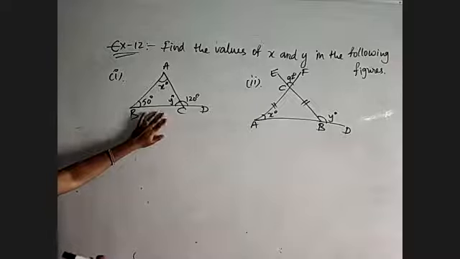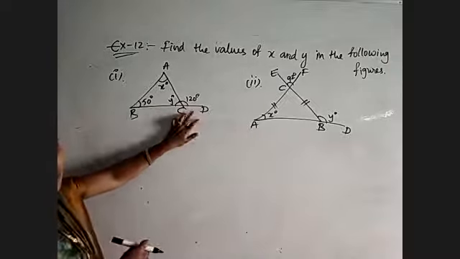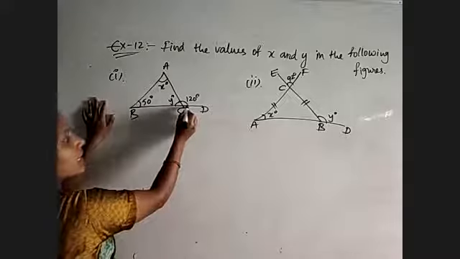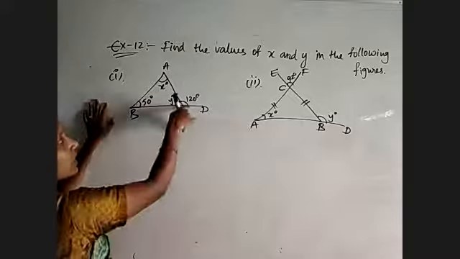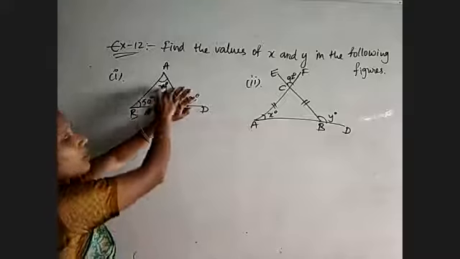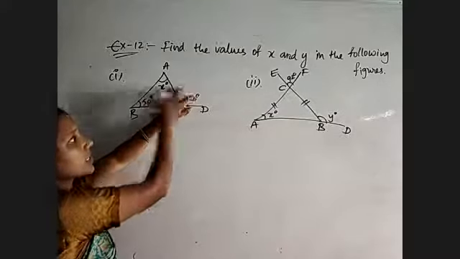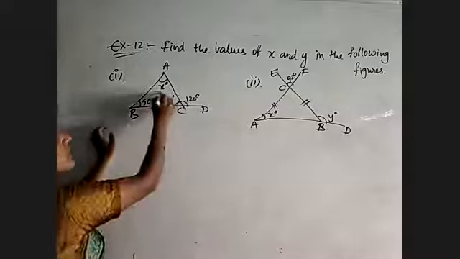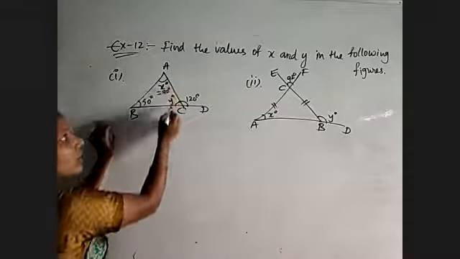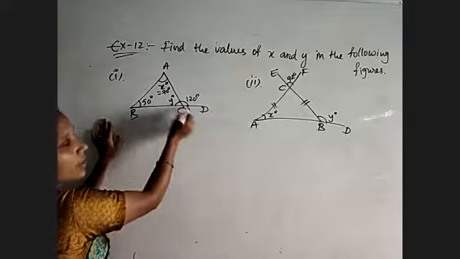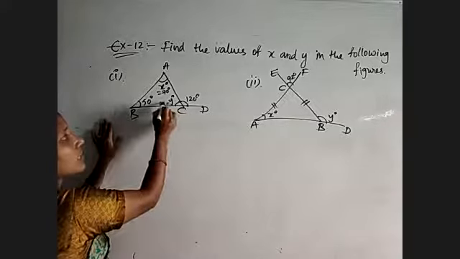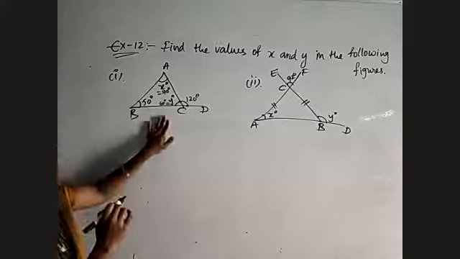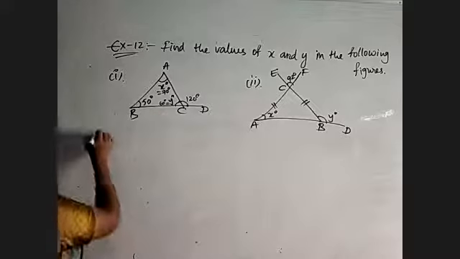Here the exterior angle 120 degrees is given. So the exterior angle is equal to the sum of the two opposite interior angles. That means 50 plus x is equal to 120. Then x will be equal to 120 minus 50, which is equal to 70 degrees. And here at C they are forming linear pairs. So y will be equal to 60 degrees. Very simple question. Okay. So observe the first question answer.